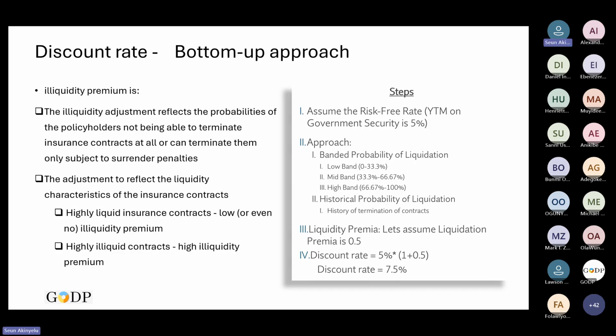So I'm going to assume a liquidity premium, to factor in that illiquidity premium of 0.5. But remember, you are supposed to break it into bands and say, based on the history of termination of contracts, which ones get terminated more? And if we take all of them, what are the probabilities of termination? Where does it fall more into? Is it the low band, mid band, or high band? For you to calculate the liquidity premium, which is what I'm going to use to factor this in.